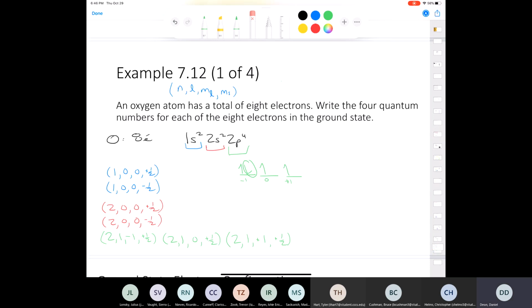I see Sierra and Trevor have got an answer. Let's see what they got. See if they're right. It's going to be 2. It's a p. It's in the first orbital, so it's -1, and it's going to be minus a half. You're both 100% correct. Perfect. We'll put that down there.